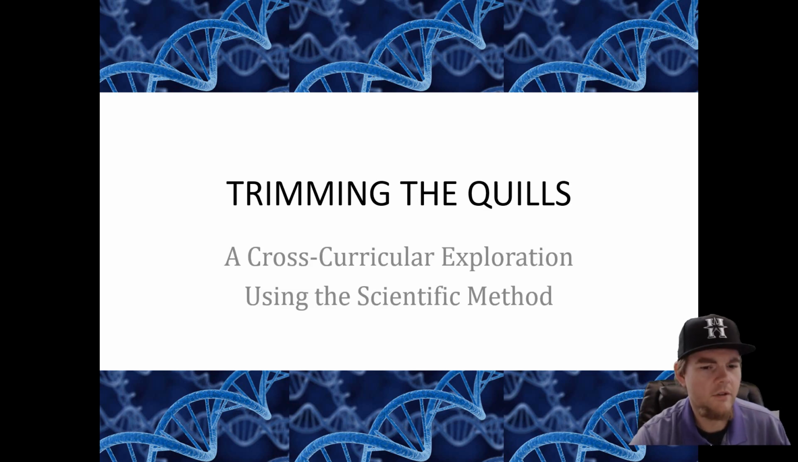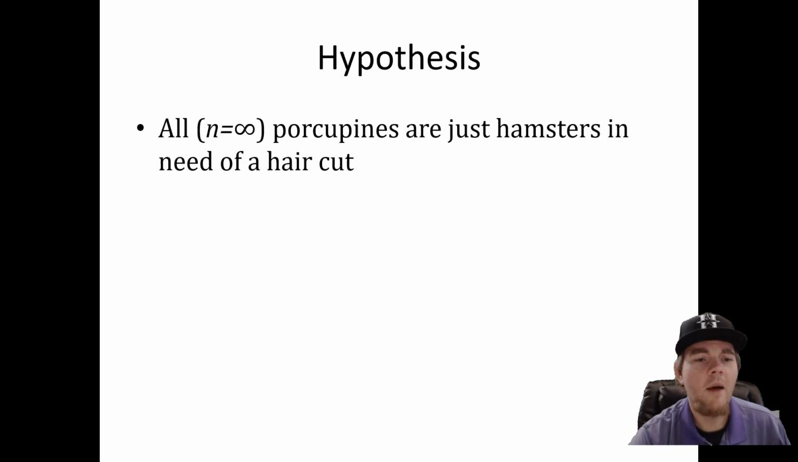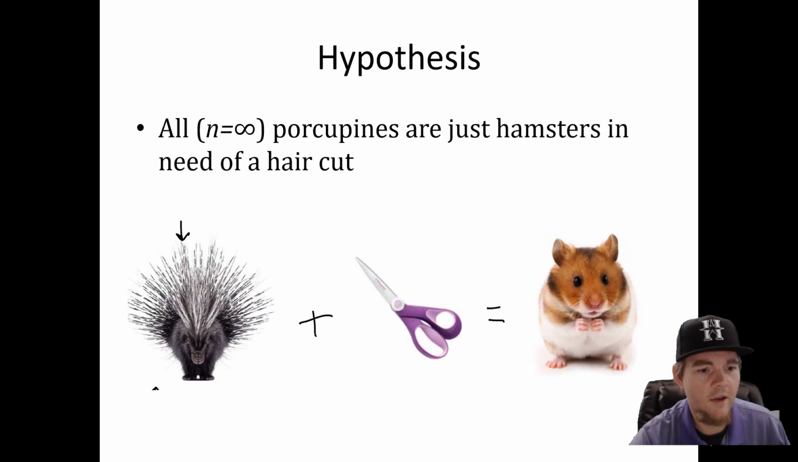So this is a cross-curricular exploration using the scientific method. It's a thing. Oh, with biology and calculus, so you know it's real. Could have said zoology, but whatever. So the hypothesis here is that all porcupines are just hamsters that need a haircut. So I don't think you can really refute that just yet, but we're going to test this out. So there is our hypothesized equation.